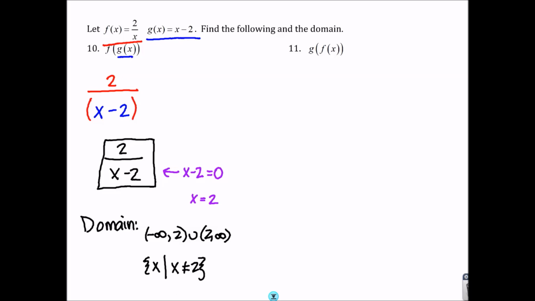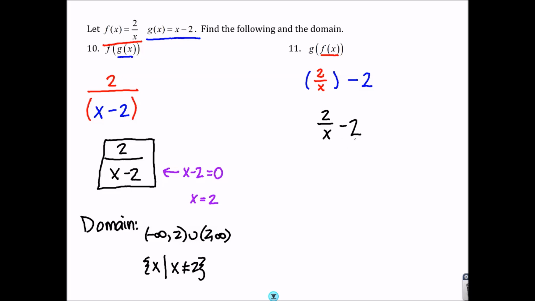Let's take a look at the next problem. We have g of f of x. So we're going to plug f of x into g of x. So I'm going to start with g of x, put parentheses where the x is, and then I'm going to plug f of x in for x. So here I get 2 over x minus 2.